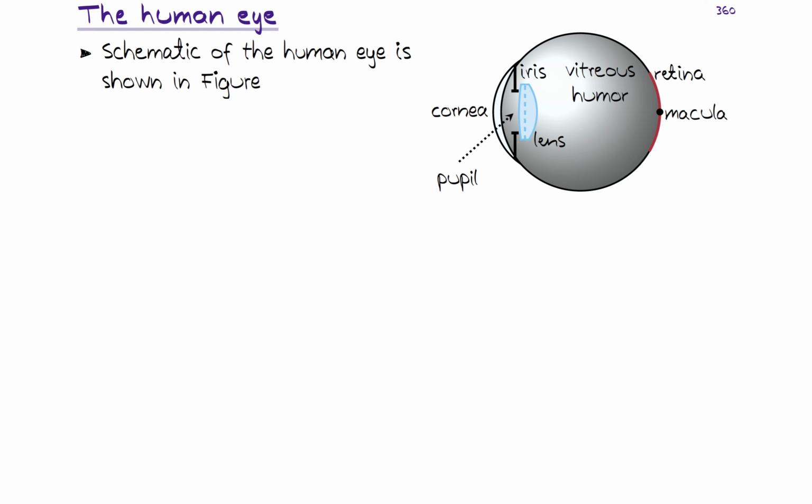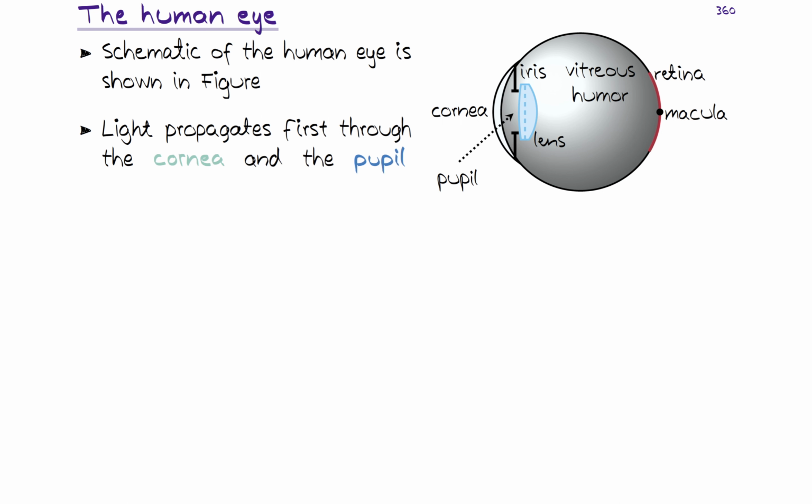So let's look at the schematic and at the different components that we have, the different portions or parts of the eye. First we have the cornea, and this is the starting point. The rays of light first propagate through the cornea, and that's incidentally where most of the refraction of light takes place, because that's where we have the largest contrast of refractive indices. We have the air-cornea interface, and that's where most of the refraction takes place.